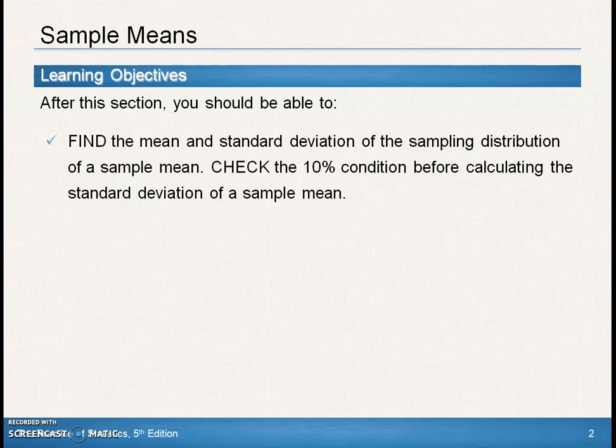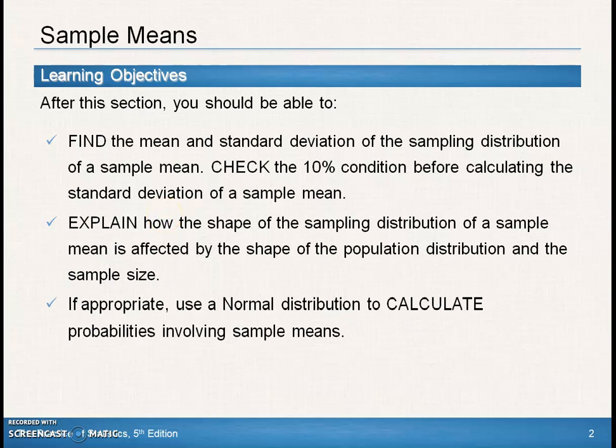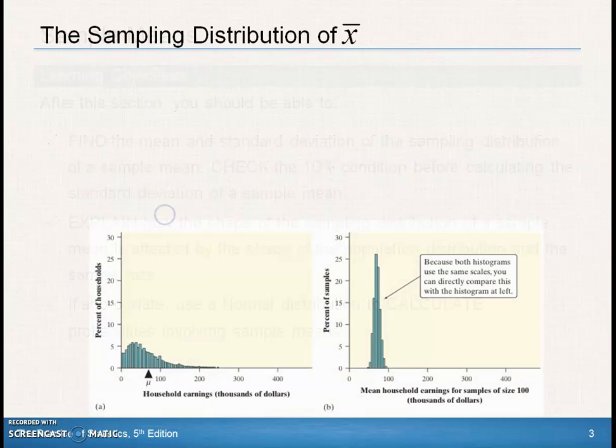Check the 10% condition before calculating the standard deviation, because if you don't have the 10% condition, that calculation doesn't mean anything. Explain how the shape of the sampling distribution is affected by the shape of the population and the sample size. If appropriate, use the normal distribution to calculate probabilities involving sample means.